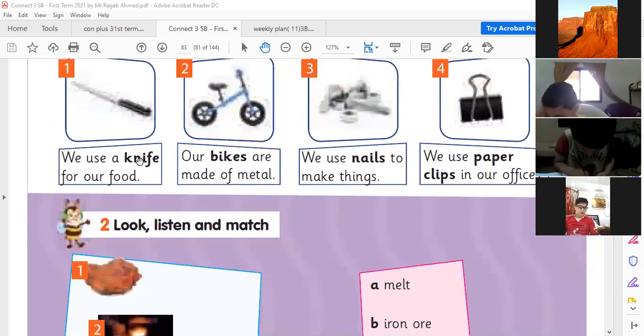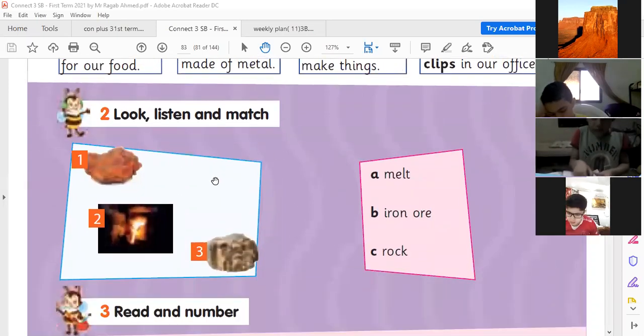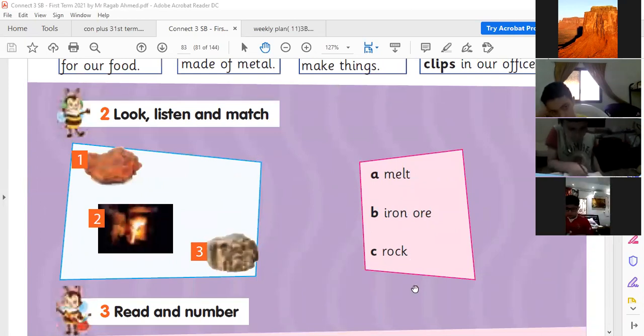Students, we use the knife for our food. Our bike is made of metal. We use nails to make things. We use paper clips in our office. The question number 2: we want to match the words to the correct picture.